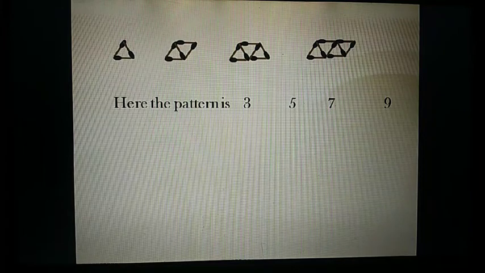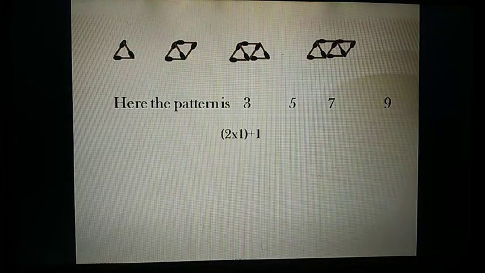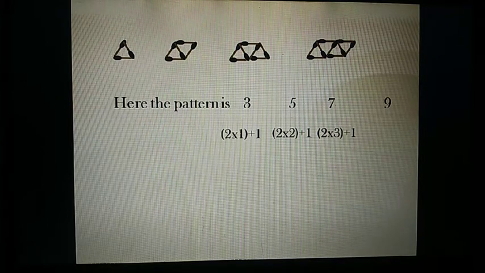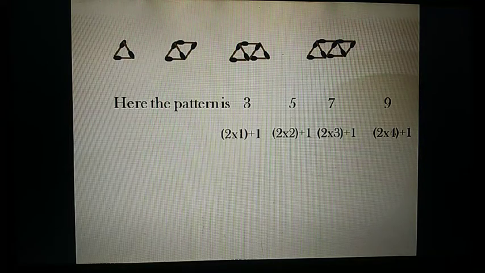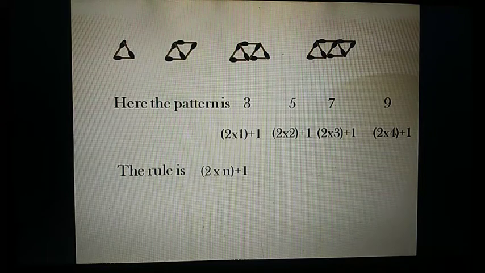Now this pattern is the successor of multiples of 2, which you can write as 2 into 1 plus 1, 2 into 2 plus 1, 2 into 3 plus 1, 2 into 4 plus 1. In a general way, as you can see, in all the formulas, only the second value is changing continuously. So in place of the second number, you will write a variable and you will get the general formula as 2n plus 1.